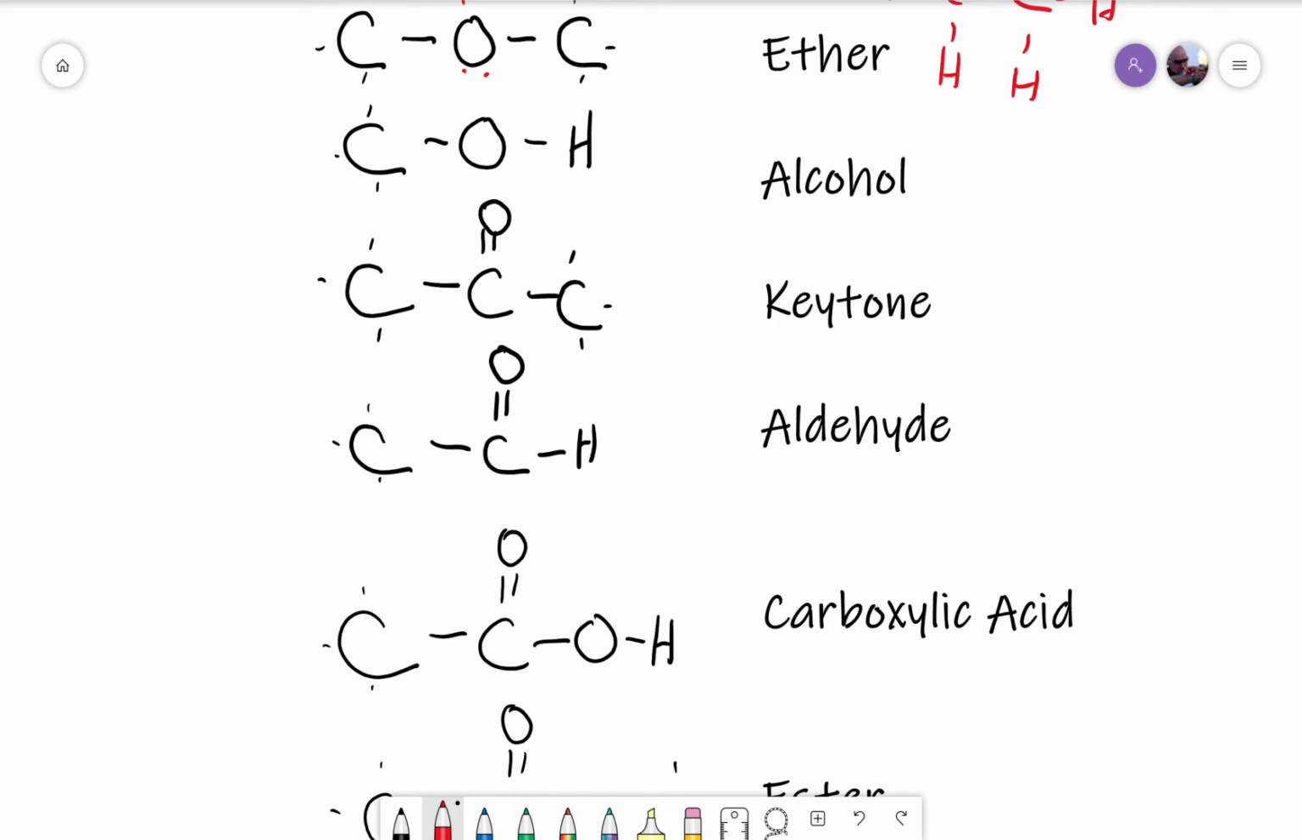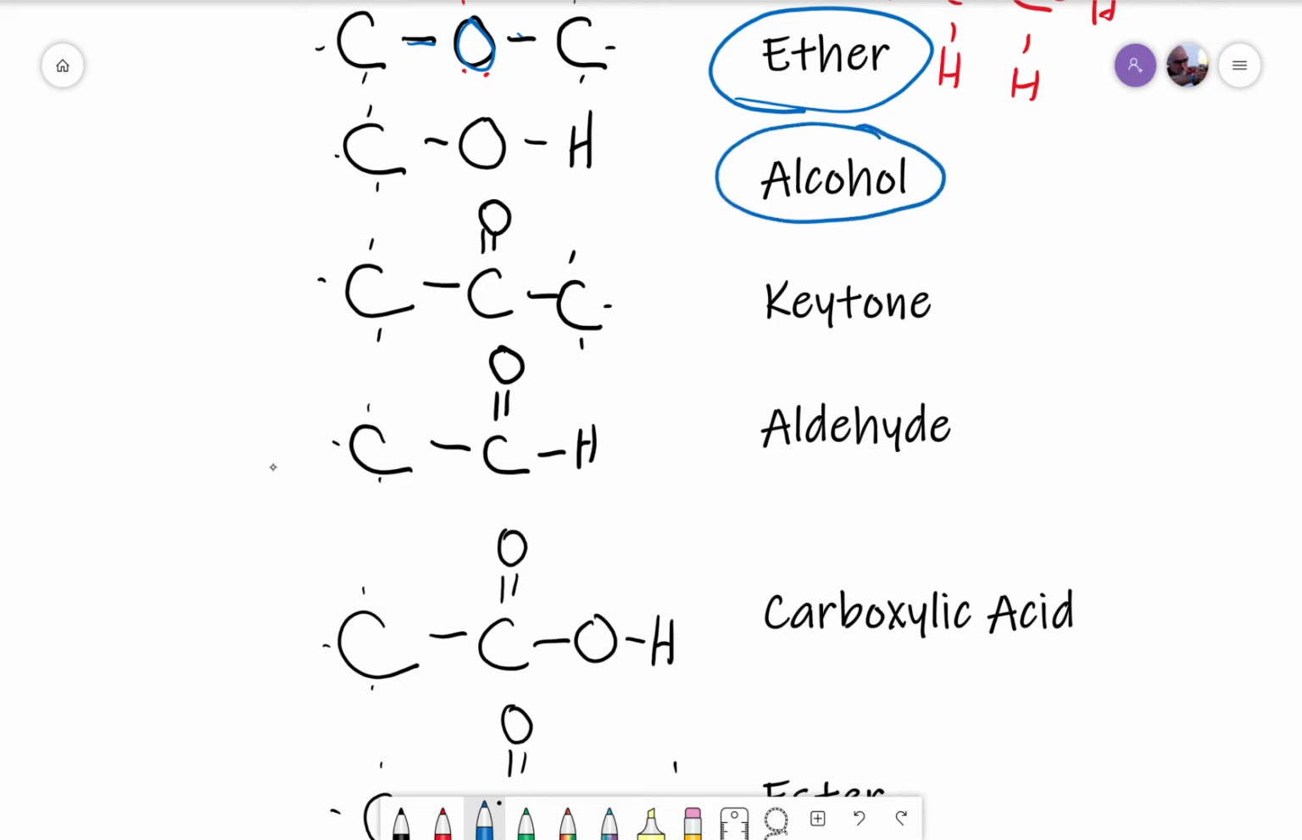The ether molecule is a molecule which has a carbon which is single bonded to an oxygen which is single bonded to another carbon. So if you just incorporate an oxygen into the carbon chain, it's referred to as an ether.